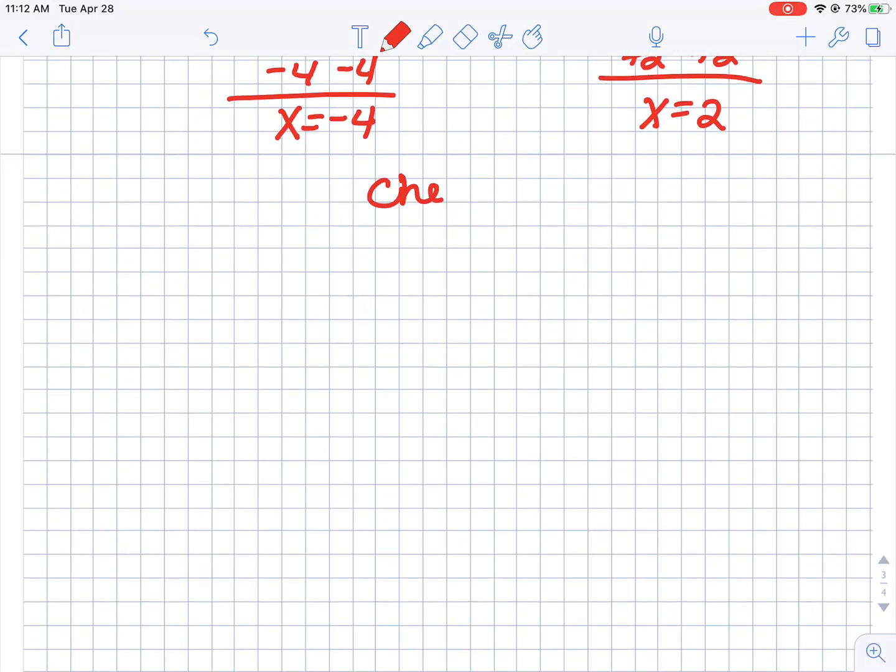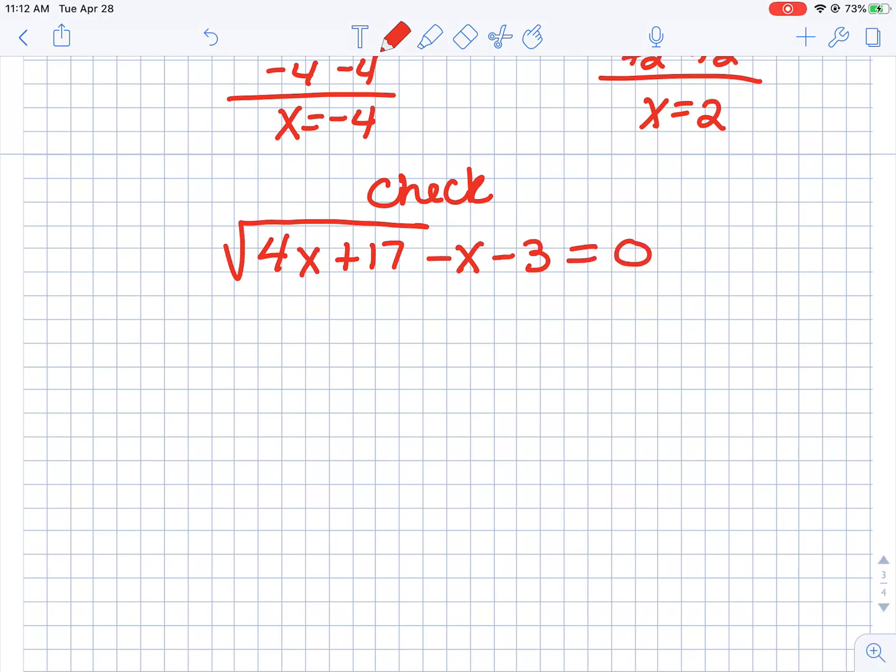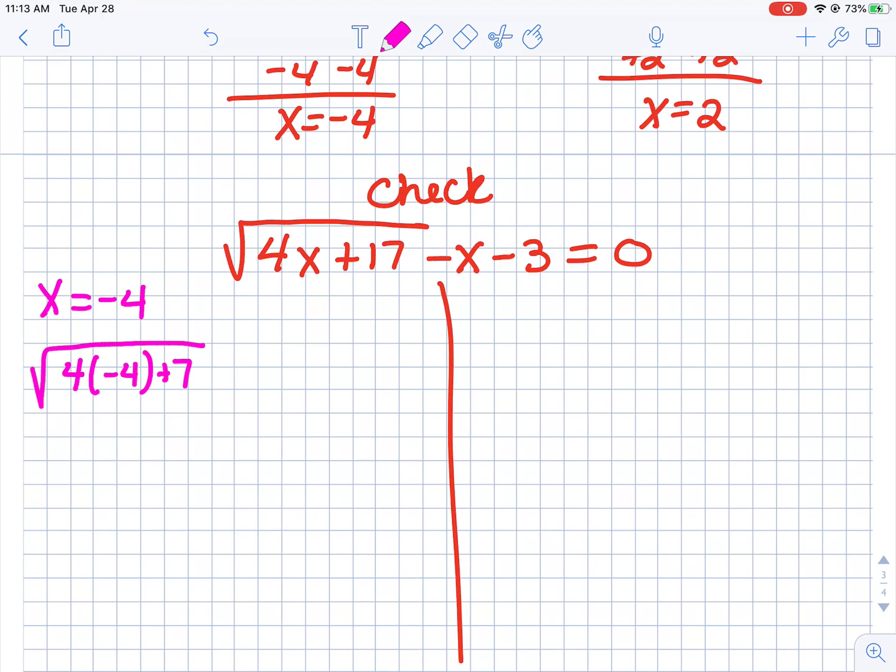Okay, so our check. I go back and I write down my original, very original before we did anything. So √(4x + 17) − x − 3 = 0. I'm going to check it twice because I have two different solutions. The first one we believe is x = −4. So I'm going to do the square root of 4 times −4 plus 17. Outside the square root is −4 − 3. Does that all equal 0 when we simplify it?